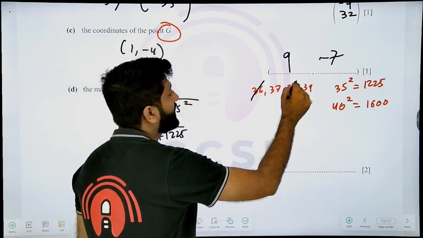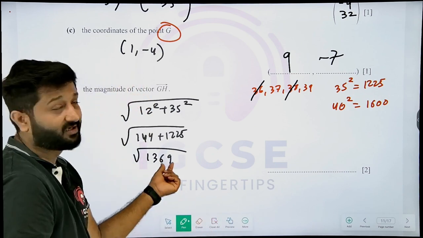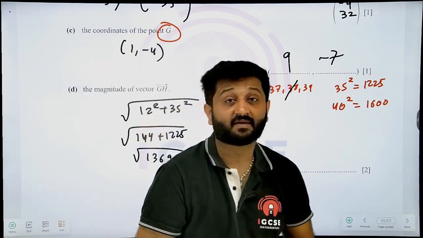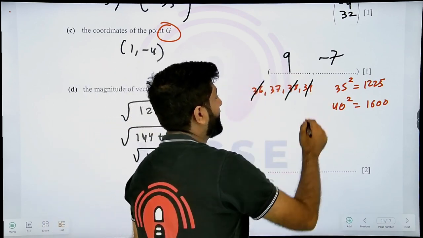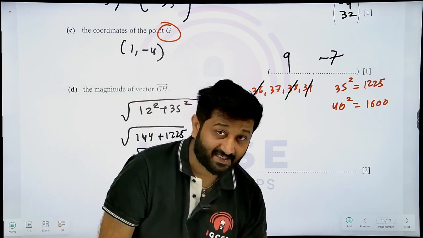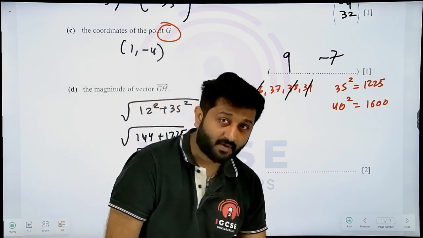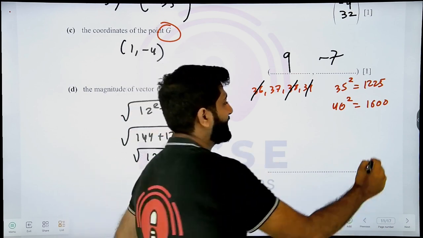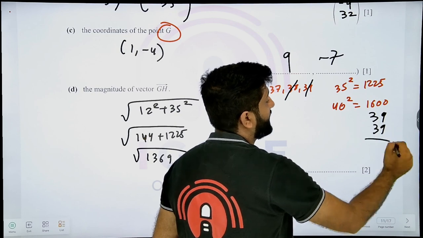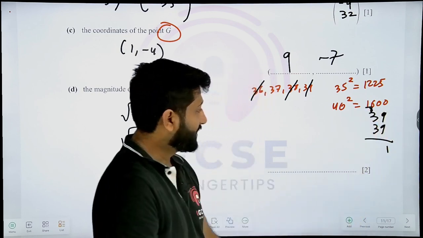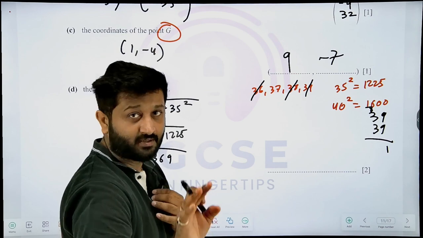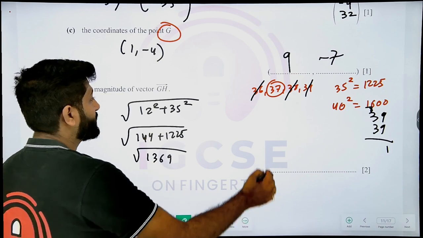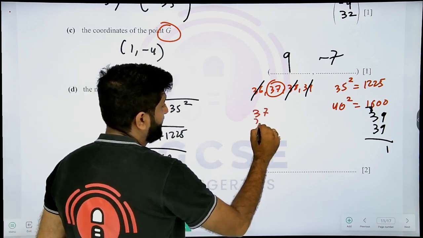Now I can easily eliminate 36 and 38 because this ends in 9, right? This is an odd number. So the square of 36 and the square of 38 can never be odd. I can also eliminate 39 because the last digit is 9, and the square of any number that ends with 9 has to end with 1. Why? Because even if I am doing 39 into 39, 9 nines are 81. Right? So if this could be a square, the only possibility is that it is the square of 37. I think now we can verify this.